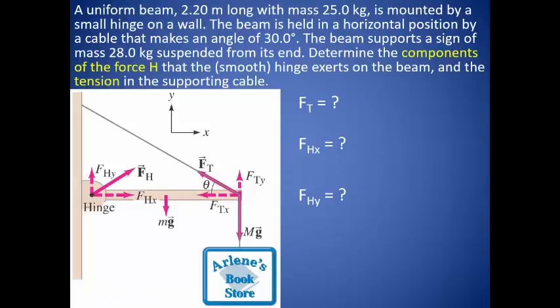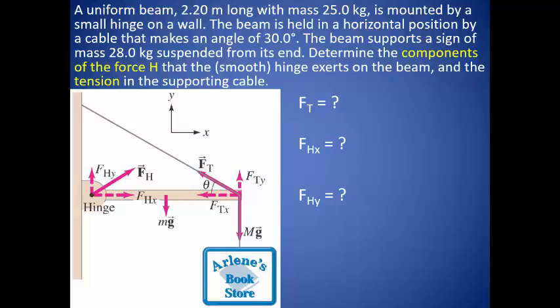Say we have a uniform beam 2.2 meters long with a mass of 25 kilograms. It is mounted by a small hinge on a wall, and the beam is held in a horizontal position by a cable that makes an angle of 30 degrees to the horizontal. The beam supports a sign of mass 28 kilograms suspended from its end. Determine the components of the force H that the smooth hinge exerts on the beam and the tension of the supporting cable.